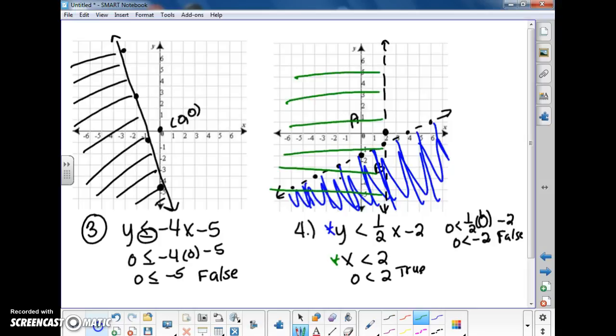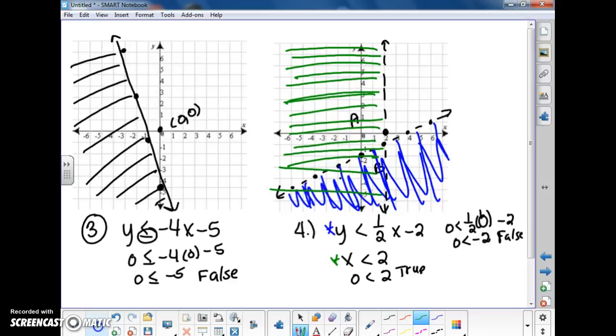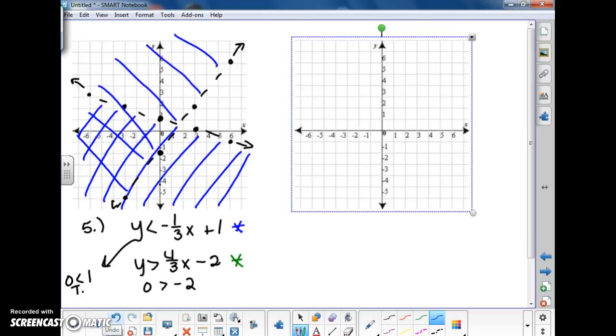This whole region is the area I need to shade. Okay, so this is going to be our solution region.